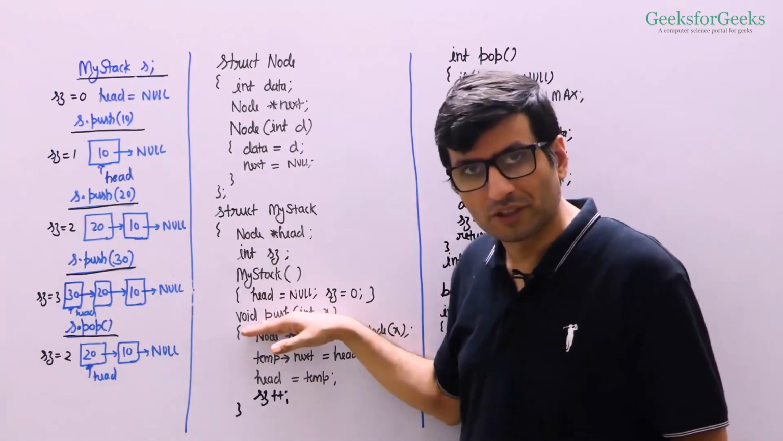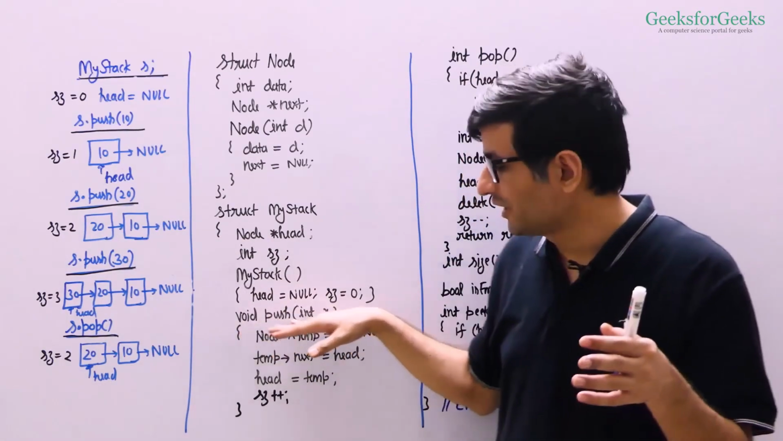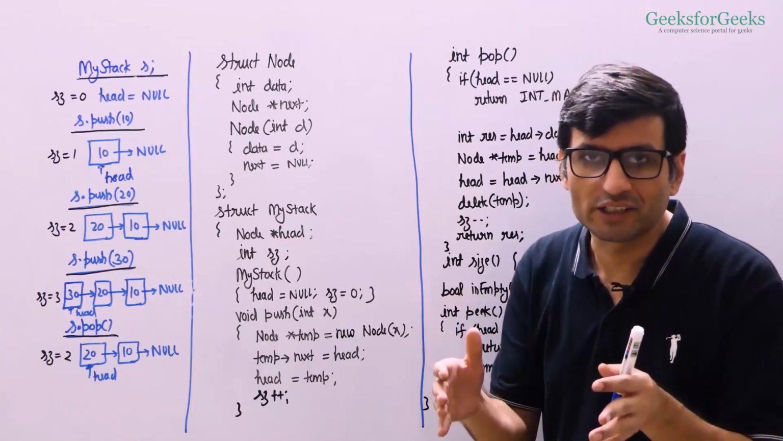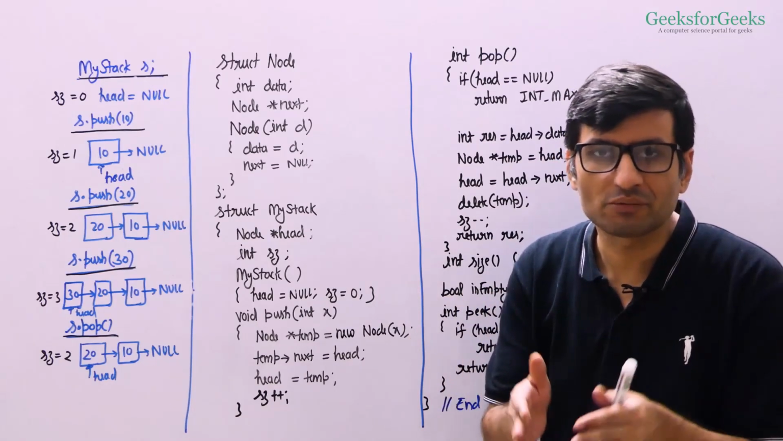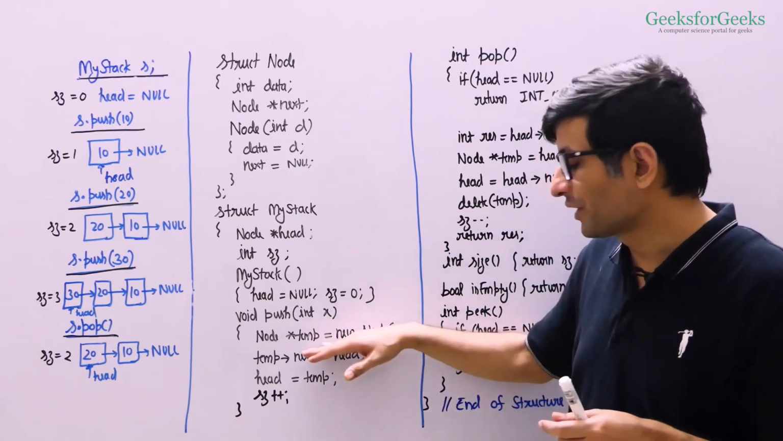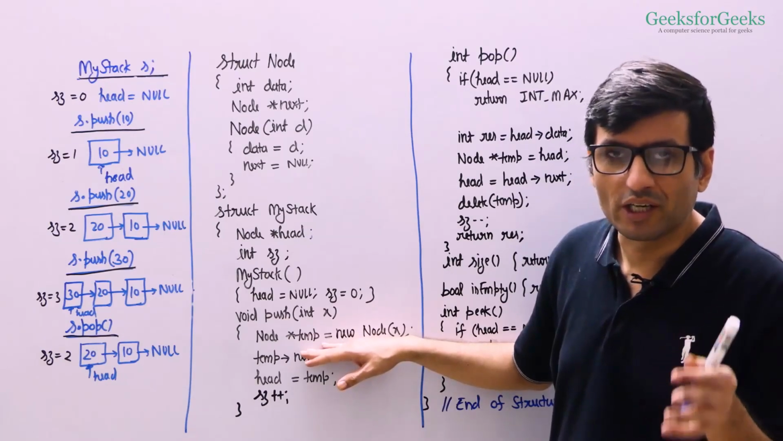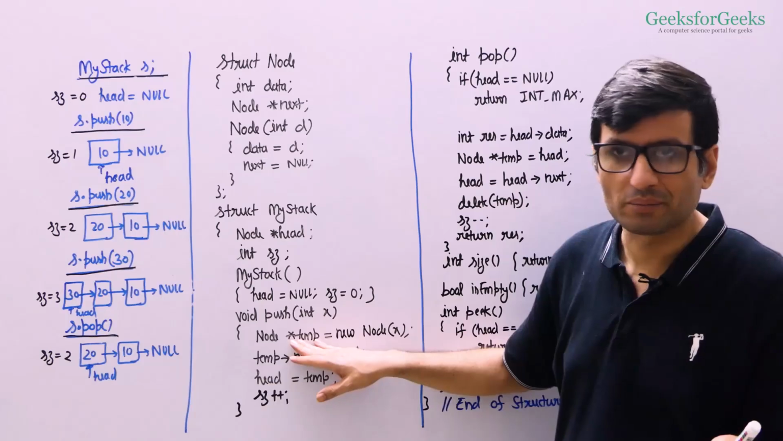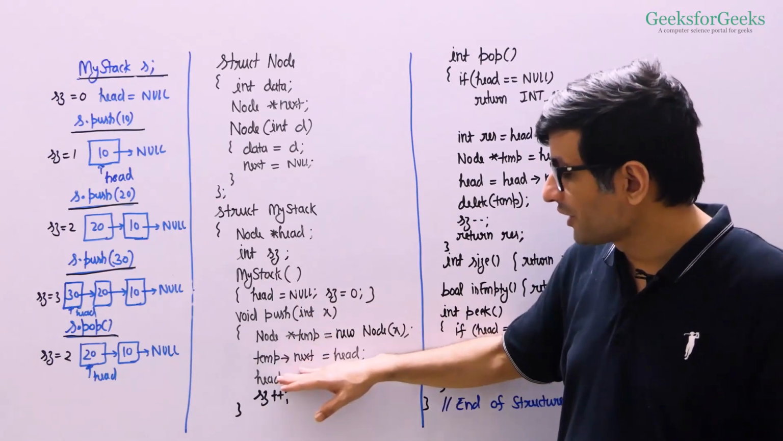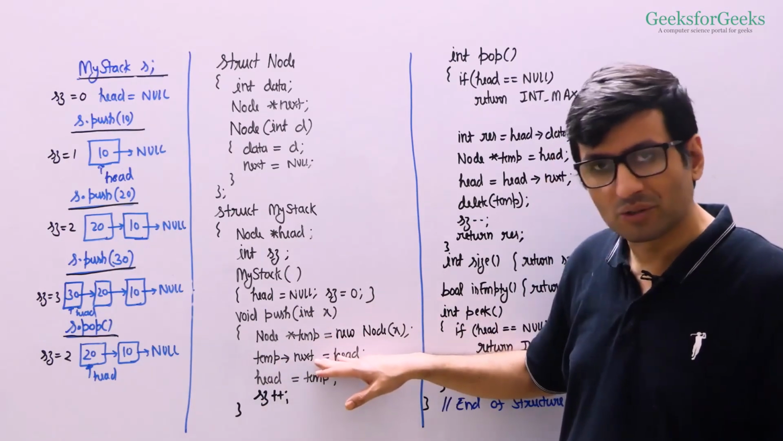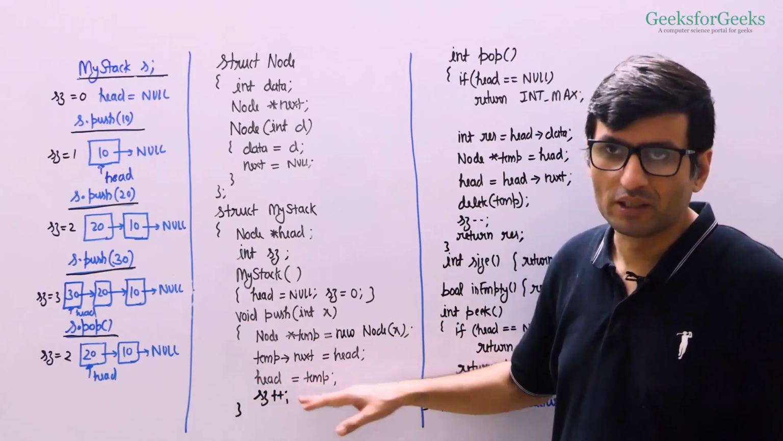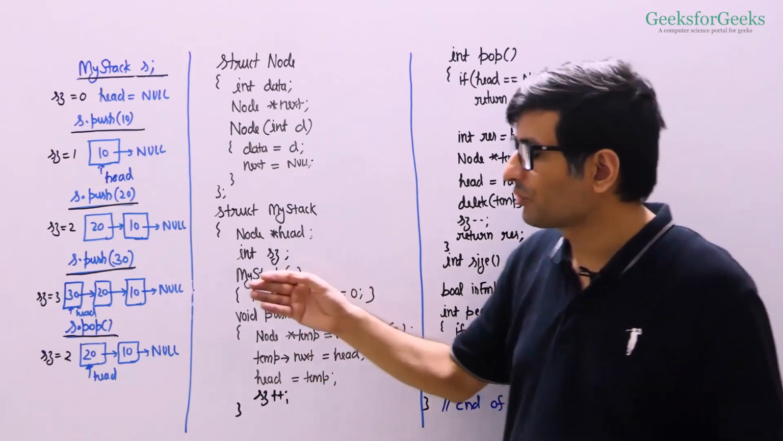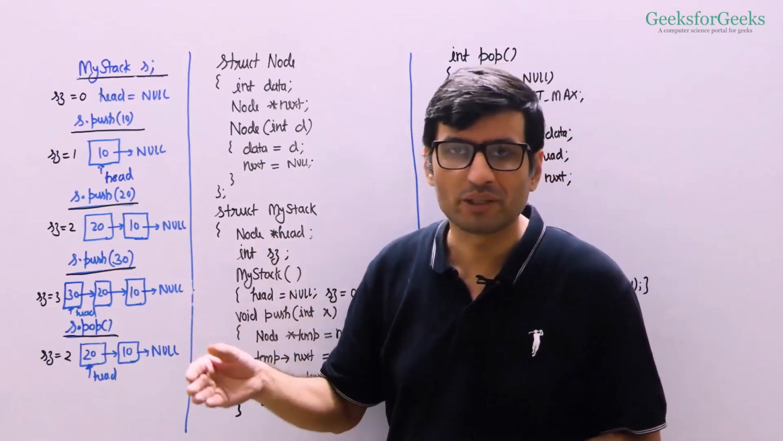Let's now see the push function. Push function takes an integer value as input and creates a new node at the beginning of the linked list with this integer value. So first thing we do inside this push function is we allocate memory for a new node, and we call this new node pointer as temp. After allocating the memory, we make temp arrow next equal to head and head equal to temp. Now, how does this work? This handles both empty and non-empty linked list cases.